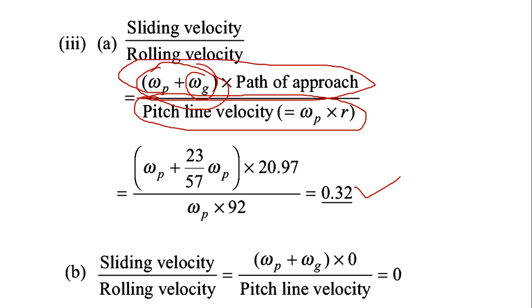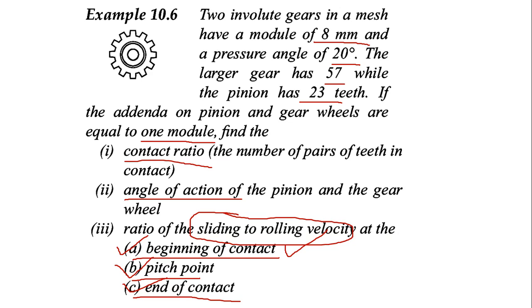Now what will happen in the second case, at the pitch point? The path of approach will not be considered. At the pitch point it will be exactly 0. So the value will be 0, and once that is 0, the total value will also be 0. So in the second case, at the pitch point, we get the answer as 0, because at this point there will not be any sliding contact. So exactly 0.